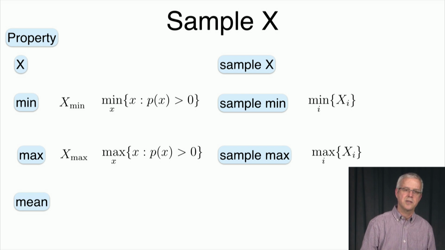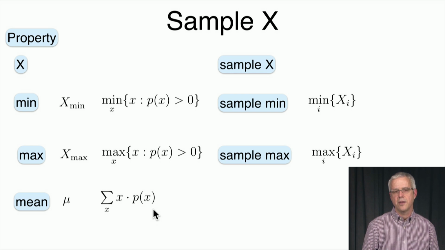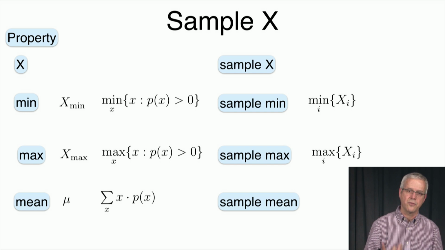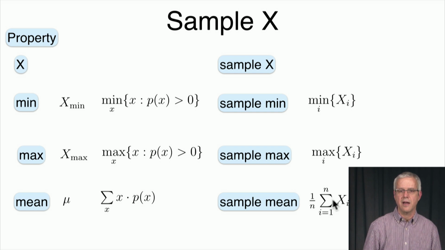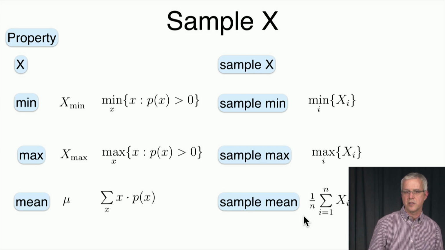Or if we want to estimate the mean of the distribution, which, as we know, we denote by mu, that's just the summation of x times p(x), then what we're going to do is the same thing for the sample that we have. So we're going to look at the sample mean, which is just the average of all the values that we observe. So if the values we observe are, for example, 1, 3, and 5, then 1 plus 3 plus 5 is 9, and the average is 3, so the sample mean in this case is going to be 3.